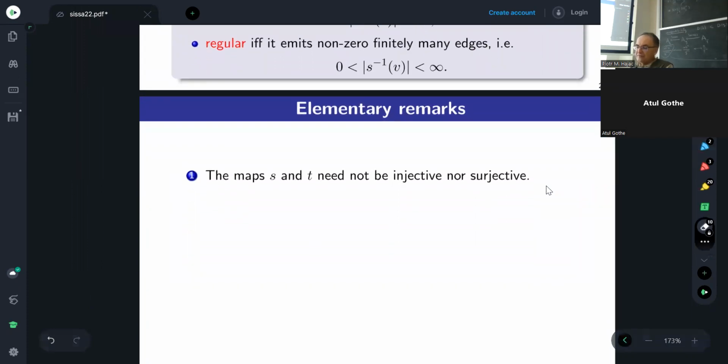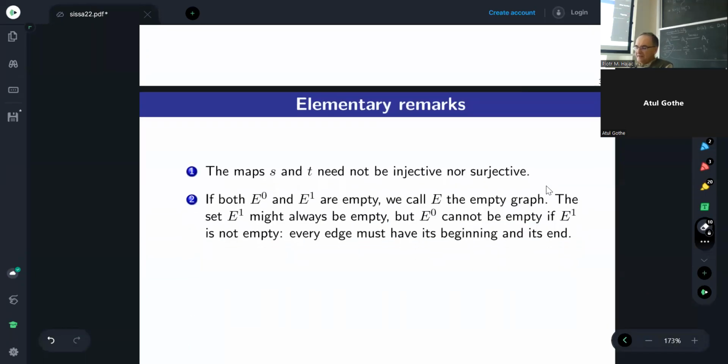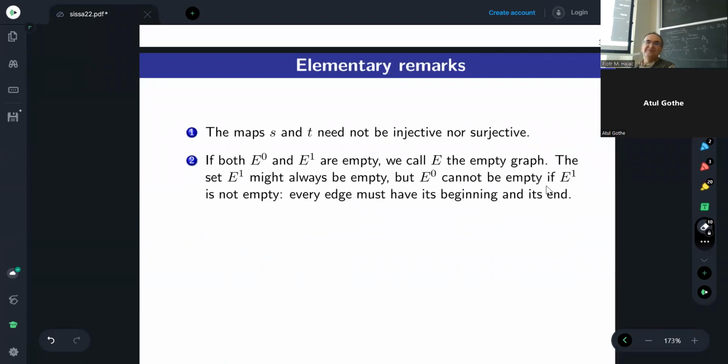So now the maps s and t need not be injective nor surjective, we should never assume such a thing. Then, if you like the zero C*-algebra, if both E^0 and E^1 are empty, we call E the empty graph. And then when you take the graph C*-algebra of the empty graph, it's of course the zero C*-algebra by definition. But please observe one thing, that the set E^1 might be empty. You might have a graph which has only vertices. But a non-empty graph cannot have the empty set of vertices because every edge must have its beginning and its end. So in every non-empty graph, there must be at least one vertex.